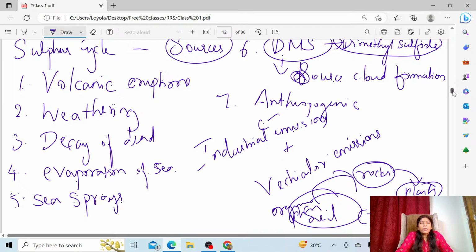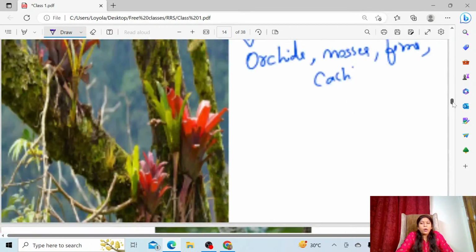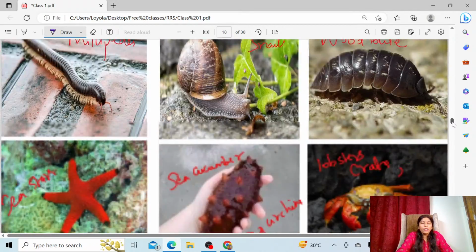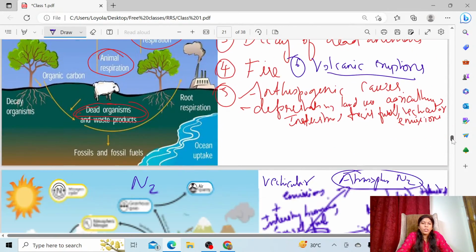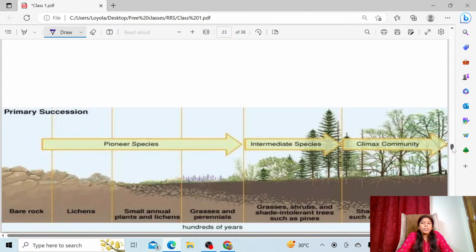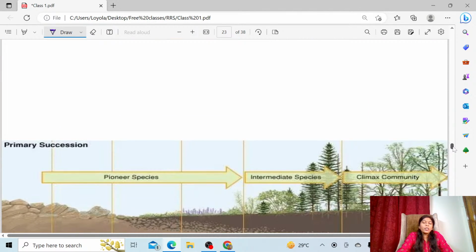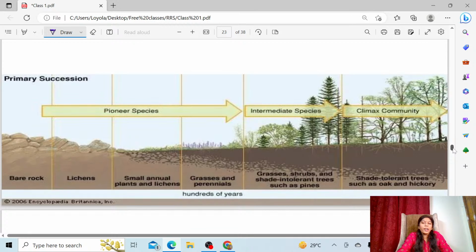The next topic we are going to discuss is adaptation. Okay, so everything got over, the basic concepts we have discussed so far. Before adaptation, let us discuss a small topic called succession. Then we will go to adaptation.